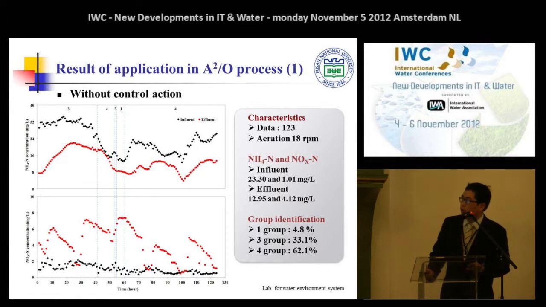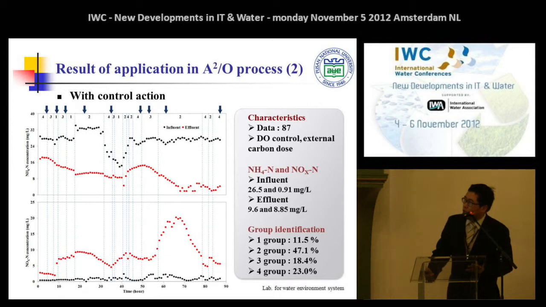From this slide to the next one, we show the result of applying control to the pilot-scale process. In the case of no control actions, fixed aeration of 18 RPM was fed in the aerobic reactors, and the external carbon source was not fed in the anoxic reactors. As a result, nitrification and denitrification did not occur sufficiently, and therefore high ammonia and NOx concentrations were discharged. Among the identified groups, group 1, the normal condition, was only 4.8%, and groups 3 and 4, the abnormal conditions, were about 33 and 62% respectively.